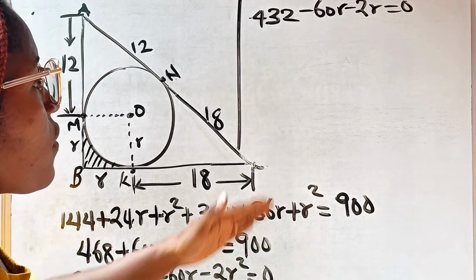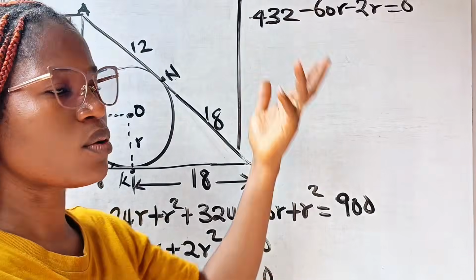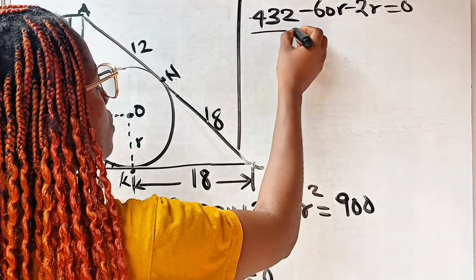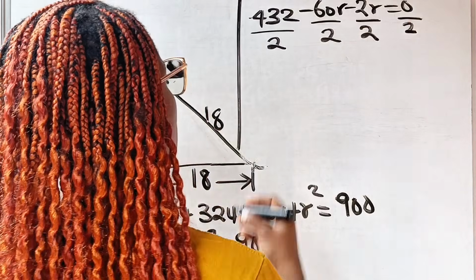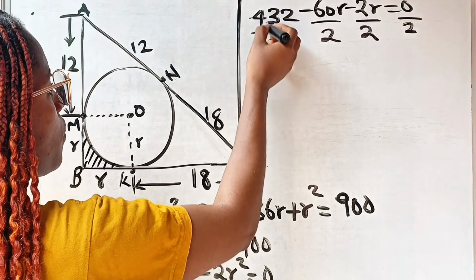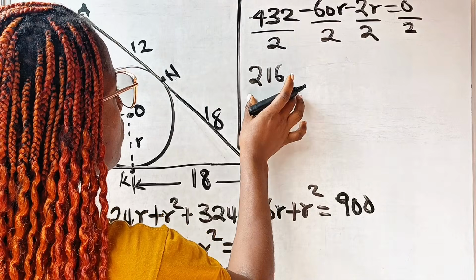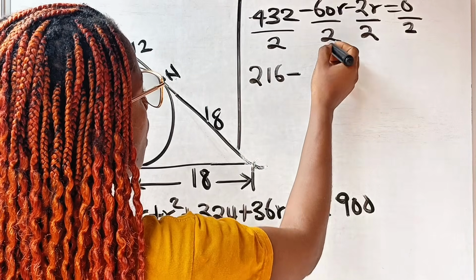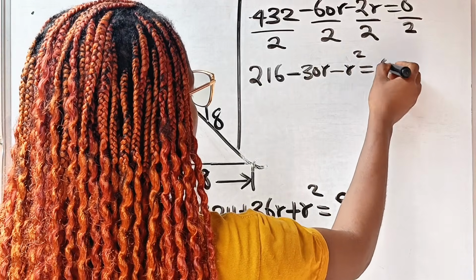Now, let's first divide through by 2 to reduce this, because the numbers are quite large. So we divide by 2, divide by 2, divide by 2, divide by 2. So here we have 216 minus 30r minus r squared equals 0.